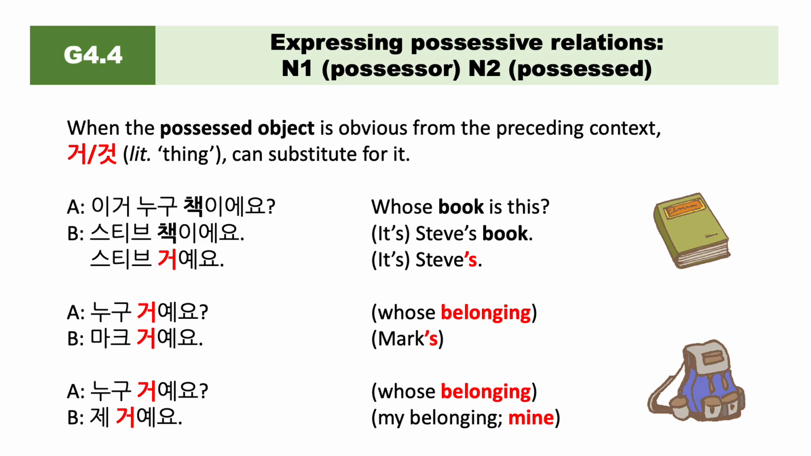When the possessed object is obvious from the preceding context, 것, can substitute for it. 이거 누구 책이에요? Whose book is this? 스티브 책이에요. It's Steve's book. 스티브 거예요. It's Steve's. 누구 거예요? 마크 거예요. 누구 거예요? 제 거예요.